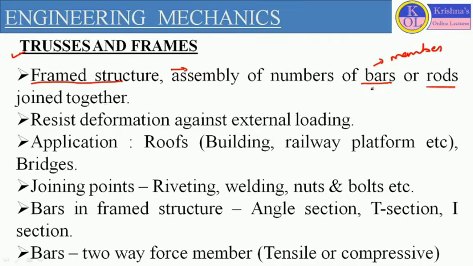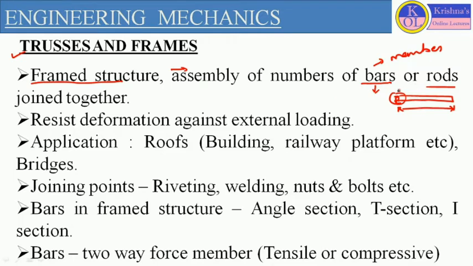Bars and rods are considered as members which are slender in form. It means the cross-sectional dimension of this member is small compared to its length. So bars or rods we generally consider like this. This particular dimension is the cross-sectional dimension of the bar, and this dimension is quite small compared to the length of the bar. So this is the basic description of a bar.